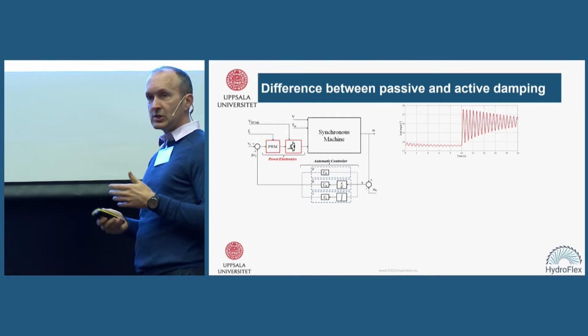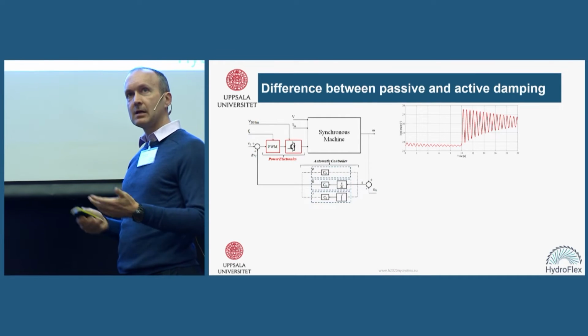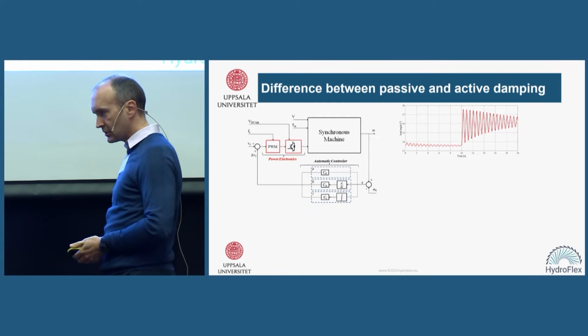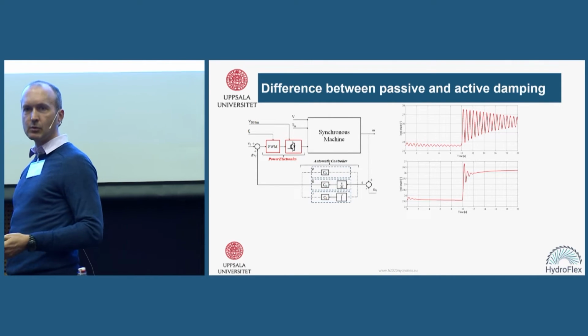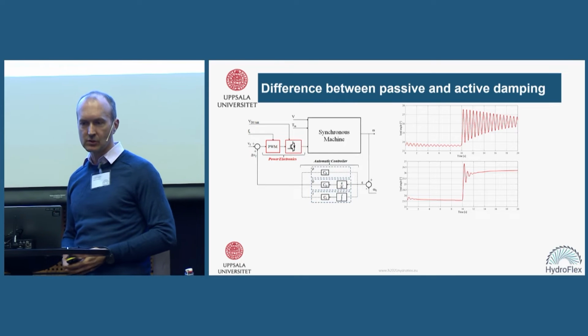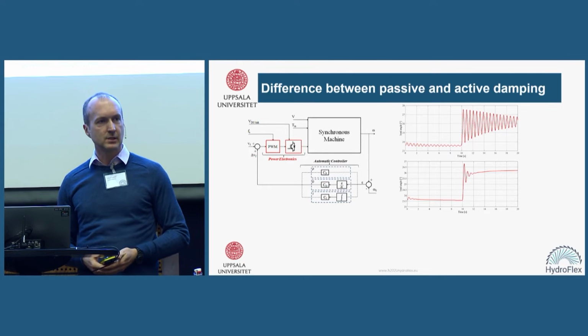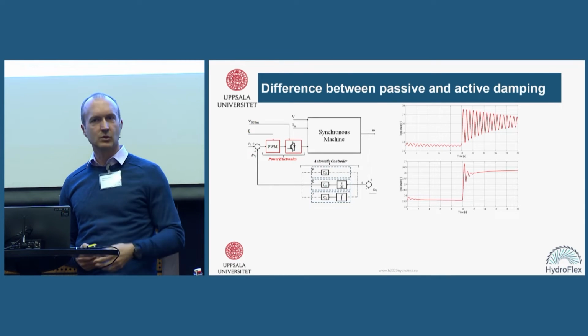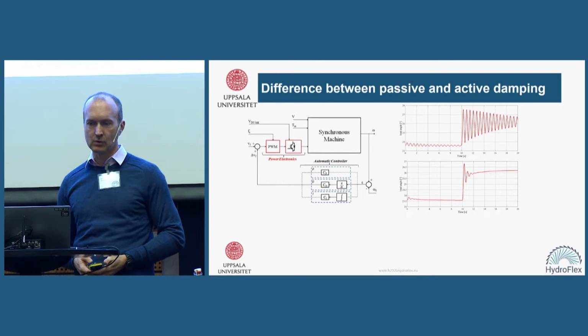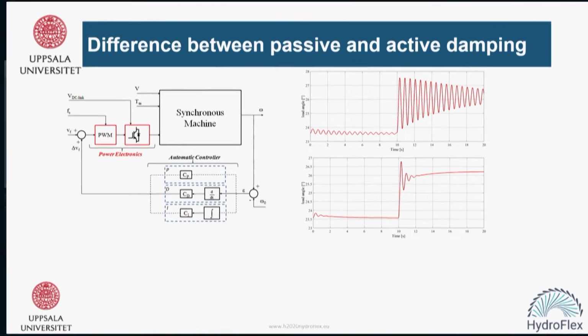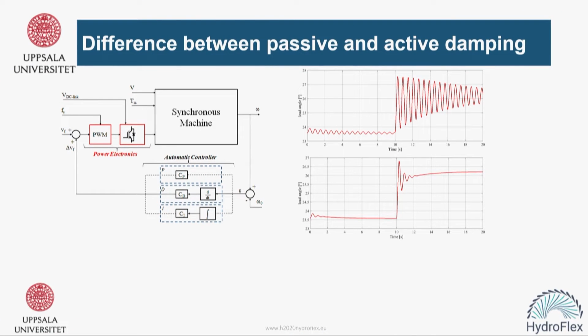So the question is then, can we achieve the same damping with an active system instead? This is what we've done, and this is the damping we can achieve with an active system. You do see a transient, you do see some oscillations, but you can see that the damping is much larger with active control than it is with passive control. You could actually dimension the passive control to be faster as well, but that comes at a cost also.